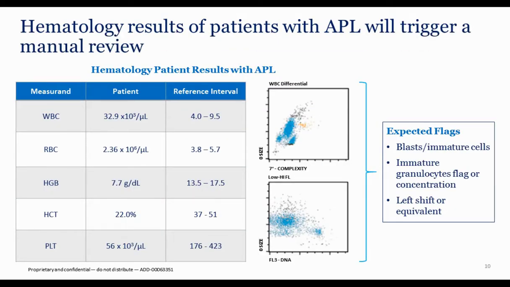So what would some of the results look like in the hematology lab in a patient who presents with APL? Well, if you look at the table that we have here, we notice that we have an elevated WBC count, and this would be consistent with a patient who presents with an undiagnosed APL.